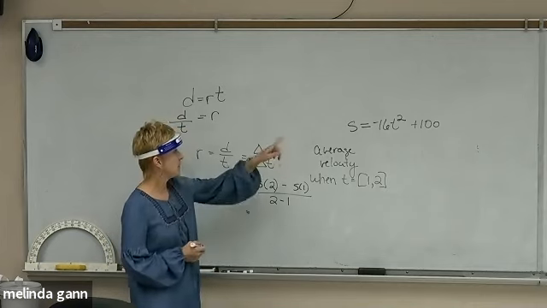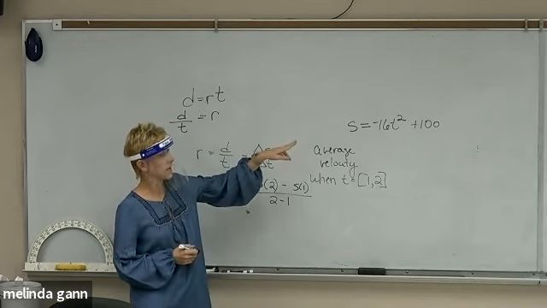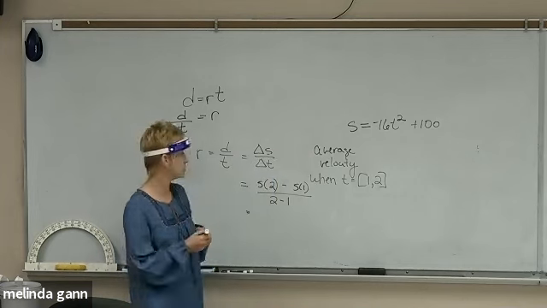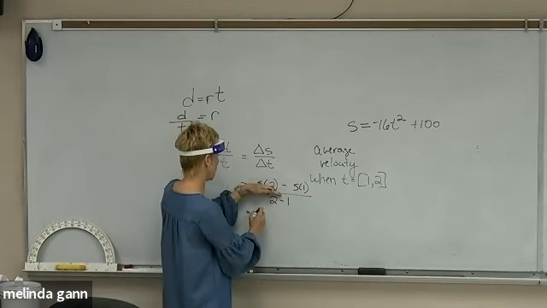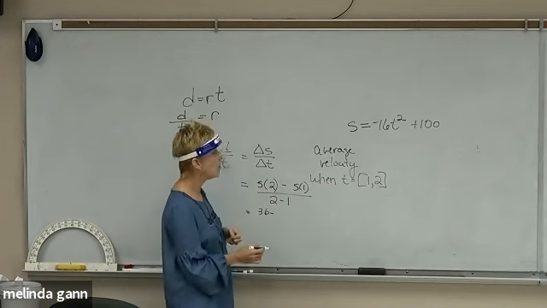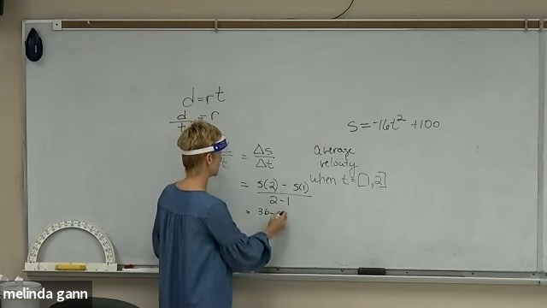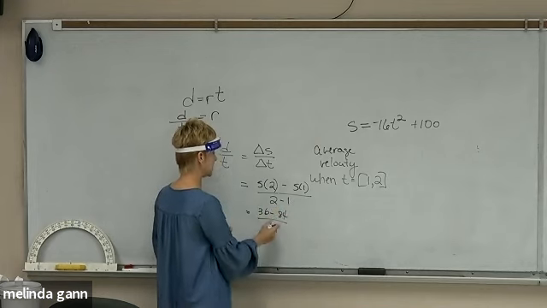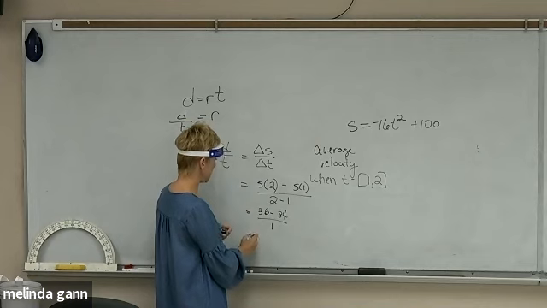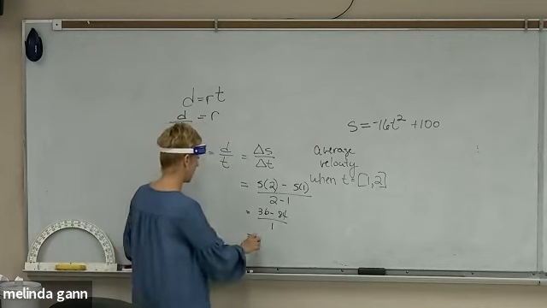When you sub in 2, 2 squared is 4, negative 16 times 4 is negative 64, plus 100. What did you get for S at 2? 36. What happened when you plugged in 1? 84. And 2 minus 1 is just 1. What's 36 minus 84? Negative 48.